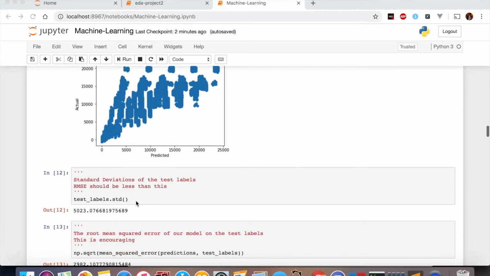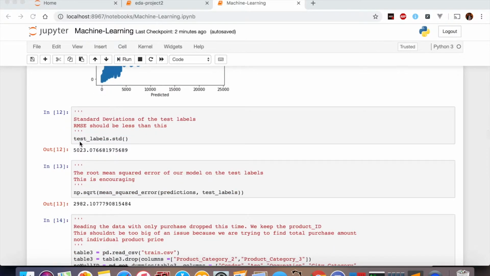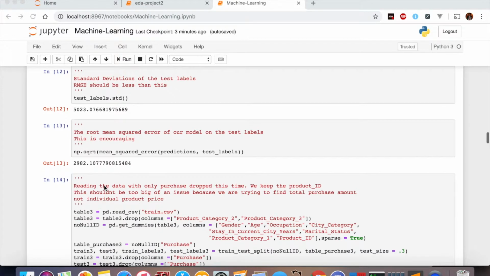and so we felt that our line of best fit captures this trend pretty adequately. So for context, the standard deviation of our test labels was 5,023, which means that the average purchase amount deviates by $5,023. And this is really encouraging here because, as you can see below, the root mean squared error of our model was $2,982. And what that means is that our model is predicting the actual values really closely, because the root mean squared error is way below the standard deviation, which means that our model is actually learning something and using that to spit out accurate predictions.